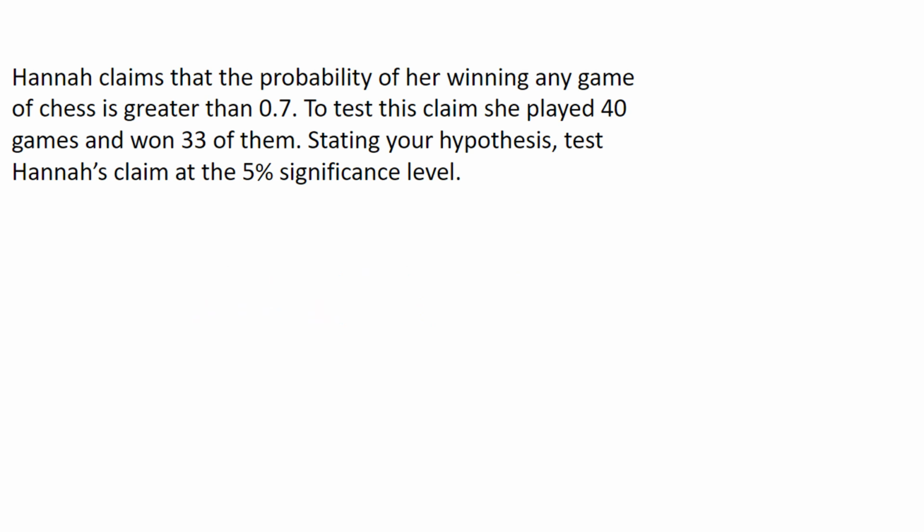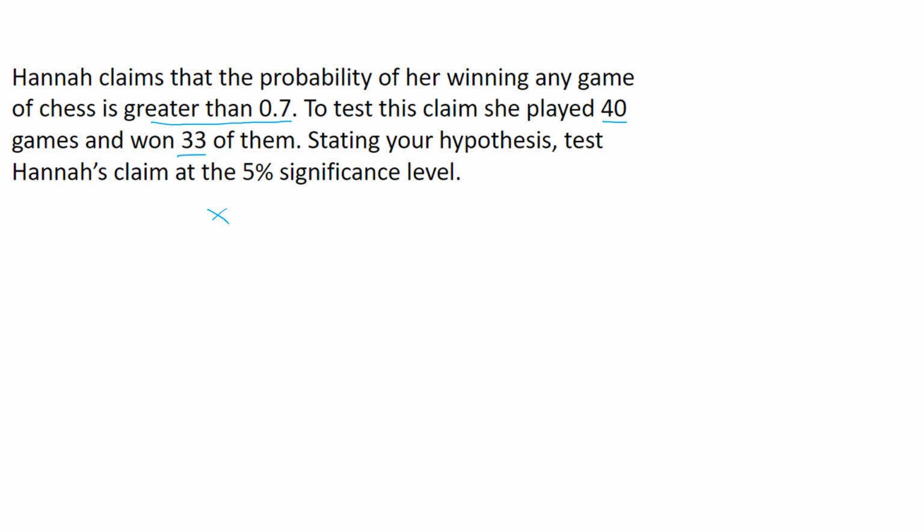This is a hypothesis test question. We've got Hannah claiming that she can win a game of chess and the probability of her doing that is greater than 0.7. So that's telling us that the current state of play is that Hannah usually wins a game of chess at 0.7, but now she's claiming that it's greater than. So what is happening usually is the 0.7, and that forms our null hypothesis. Now she's played 40 games and she's won 33 of them. So we need to state our hypothesis and then test at the 5% level.